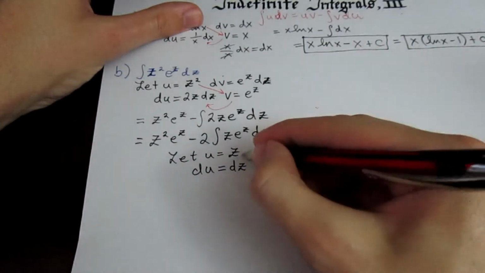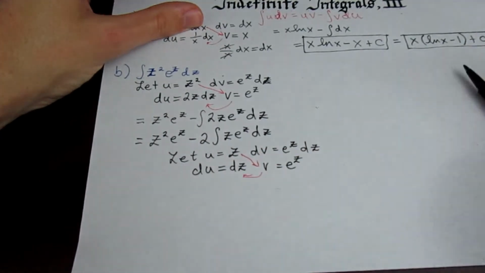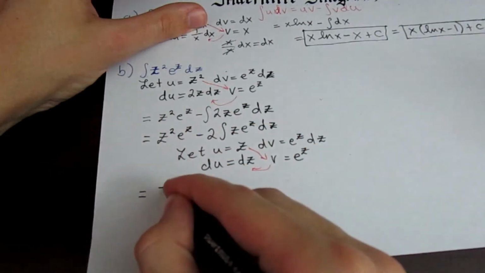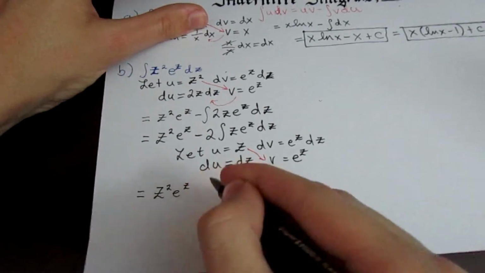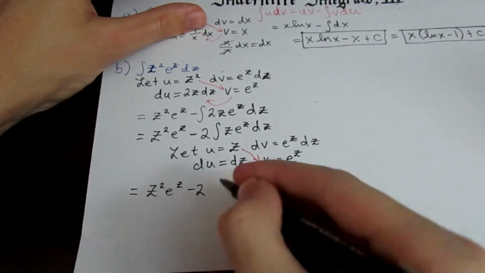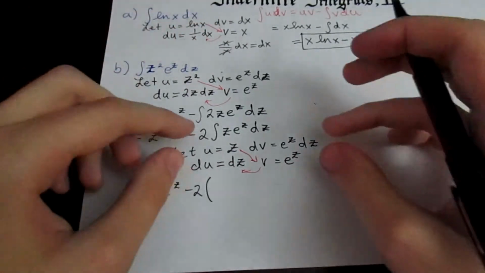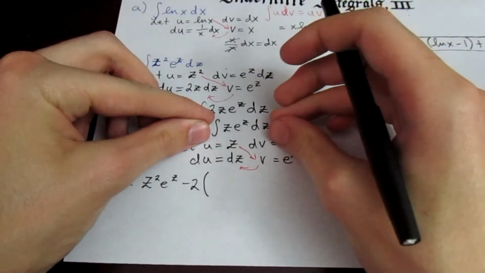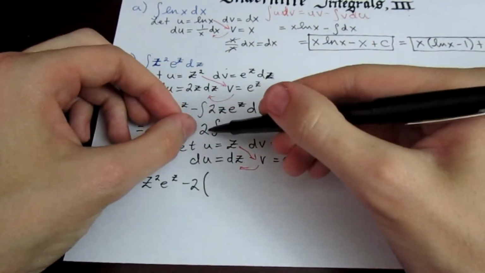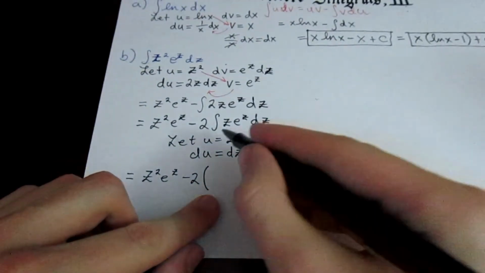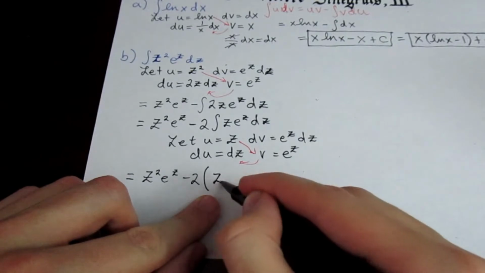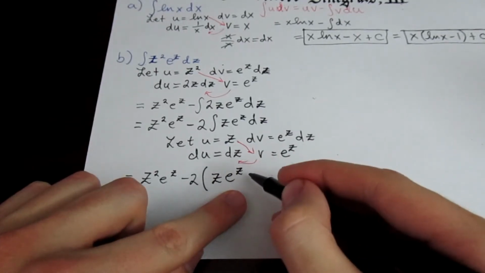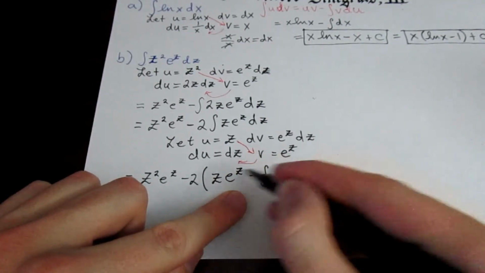And now we do this again. You don't have to draw the arrows, I'm just doing it for teaching purposes. So this stays the same, of course. So z squared e to the z minus 2, but a big parentheses here, because when we do uv minus the integral of v du, that would just be the answer to this, and this is multiplied by 2. So it's going to be 2 times uv, which is z e to the z, minus the integral of v du.